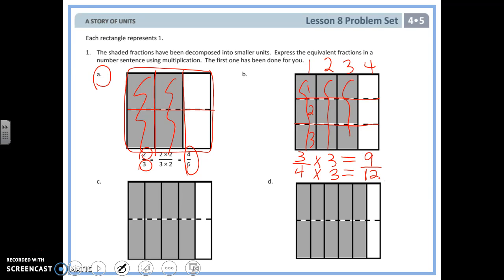Let's look at this one down here. Let's go to D. We don't need to do all of them. We're going to jump down to D. And we see we have 1, 2, 3, 4, 5, 6 total parts. So I have 6 as my denominator, and then I have 5 shaded in, so 5/6. And they only made it into 2 smaller parts. So now I know I multiply the numerator and denominator by 2, and I get 10/12.